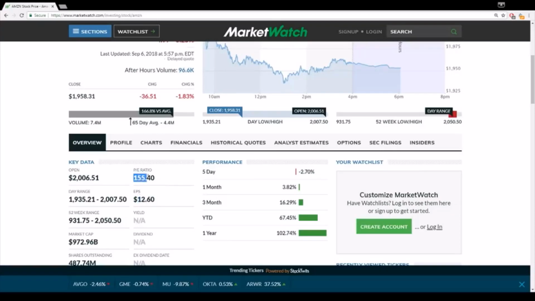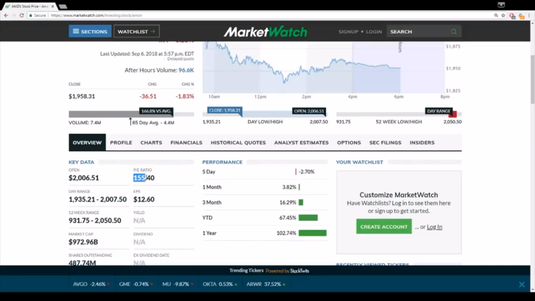What's nice is it already calculates a PE ratio for you, which is 155. Now these can vary a little bit. You would just take the price of the stock, divide it by the earnings per share, and you should get the PE ratio. However, these PE ratios are calculated on a quarterly basis, so these things don't always match up perfectly, but they come pretty close.